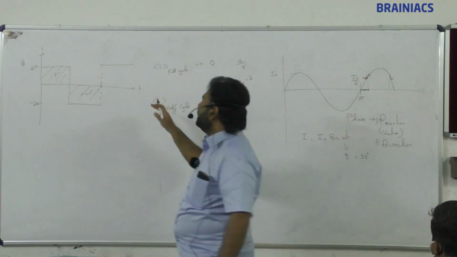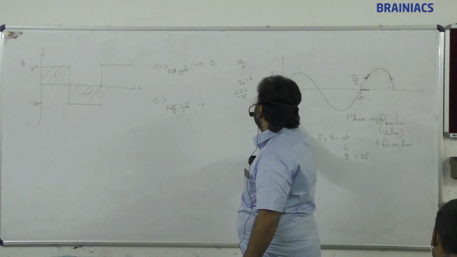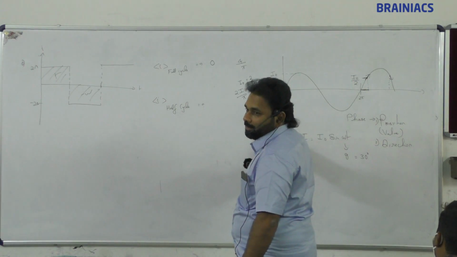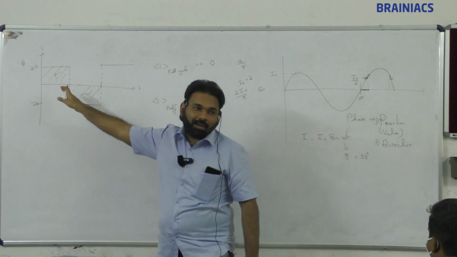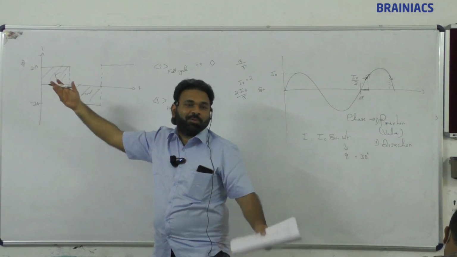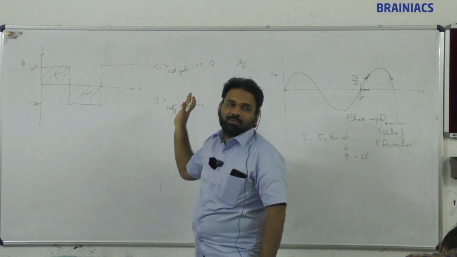So what is the problem here? This we have derived for what signal? Sinusoidal signal. This is a square wave, that is a sinusoidal wave.